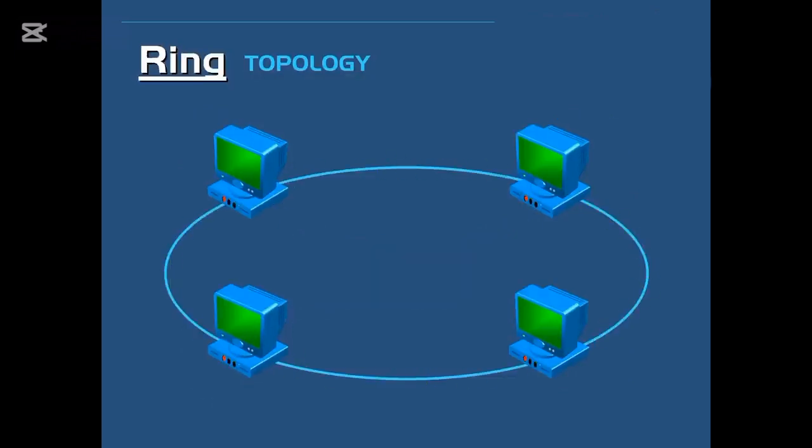The next topology is ring, where each node is connected to each other in the form of a ring or a loop. These are connected in a fashion where each node has exactly two neighbors. Any breakage in the ring will cause the whole network to fail.